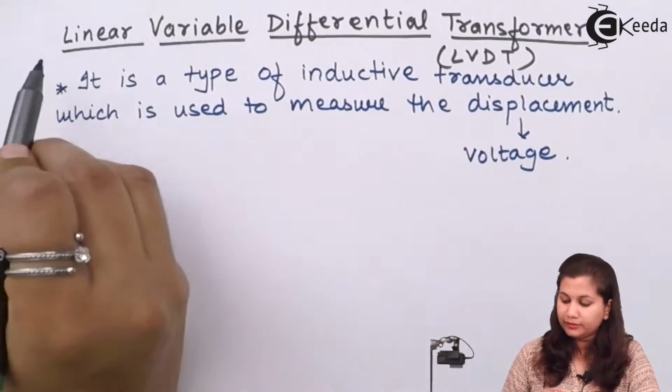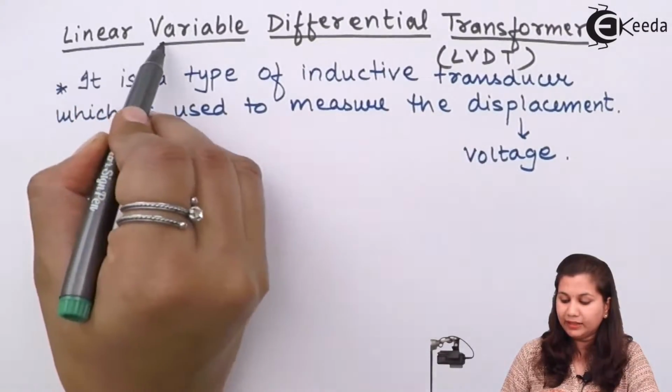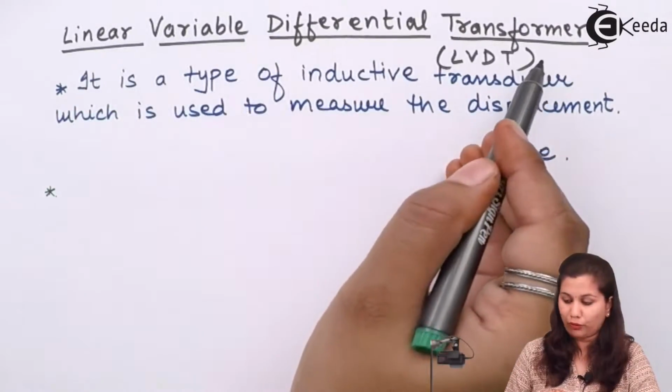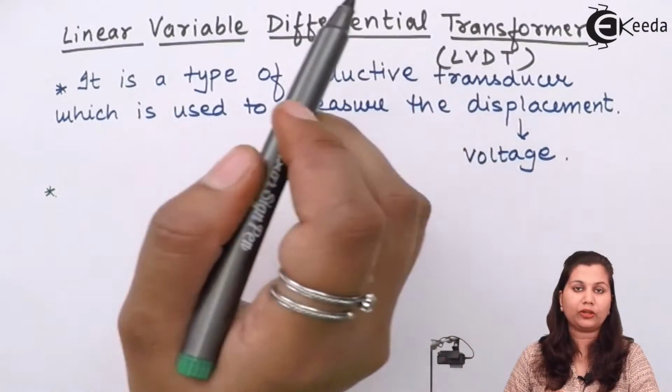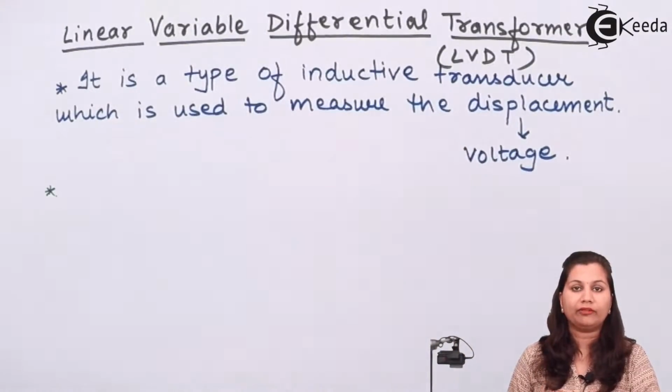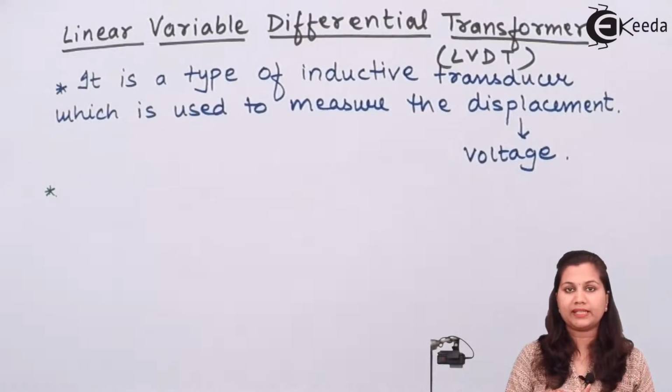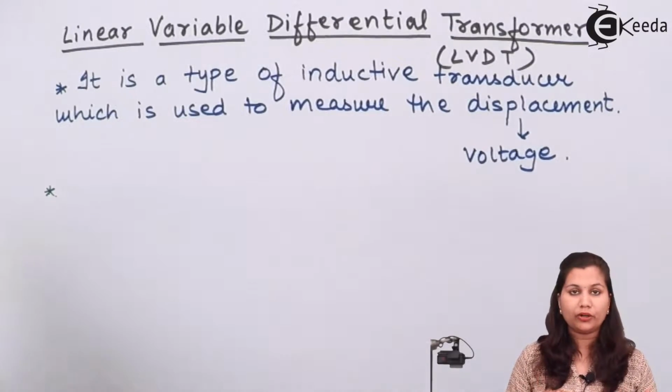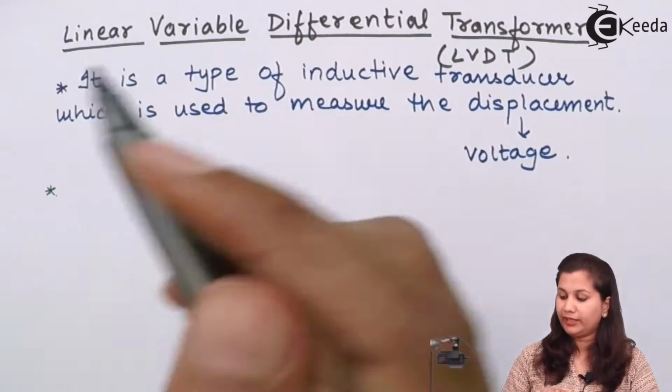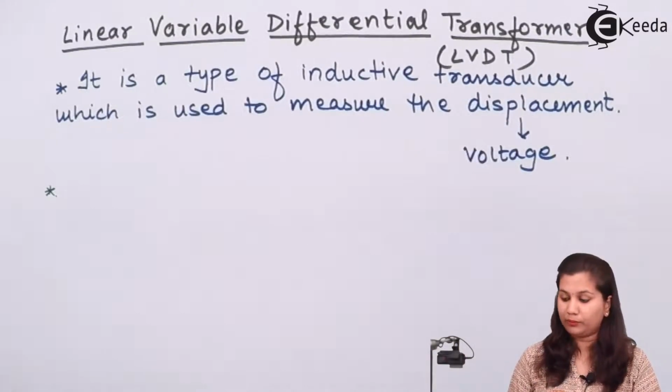Now it is named the linear variable differential transformer. It is called a transformer because in this LVDT we have two types of windings, primary winding and secondary winding, just like the windings present in a transformer. That is why it is called a transformer.